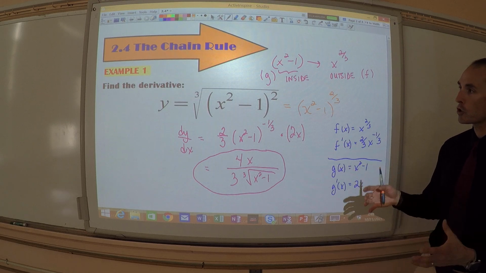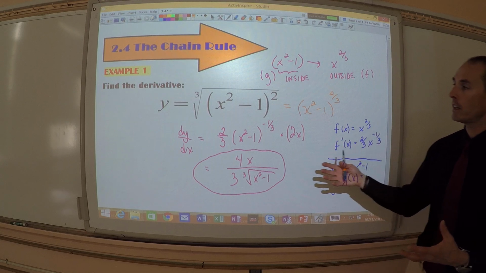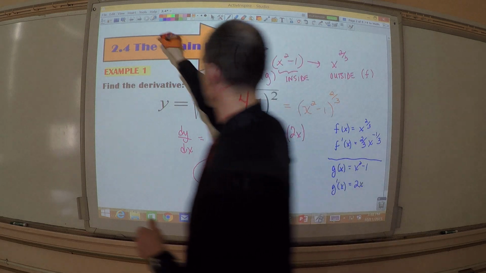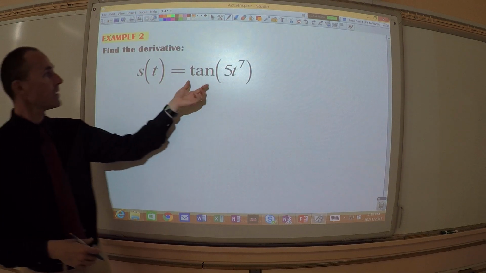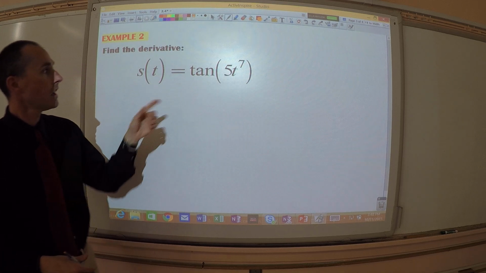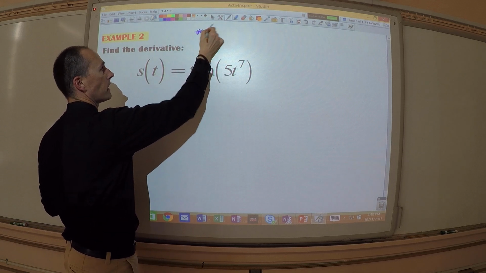Let's look at two more, very similar, but now the next one I want to do is a trig example. So now we're asked to find the derivative of the tangent of 5t to the 7th. So first and foremost, common mistake.